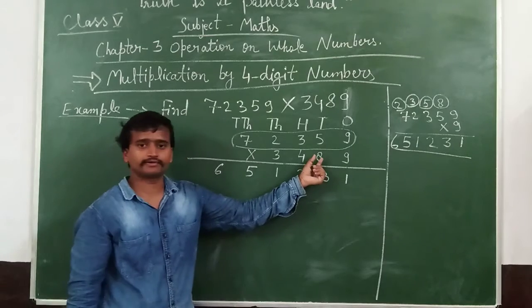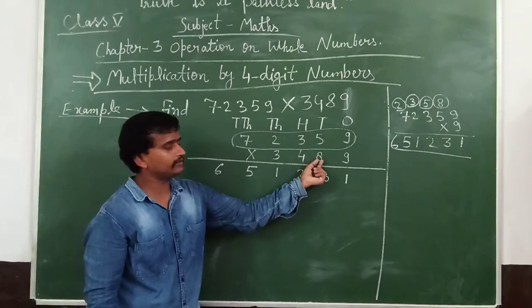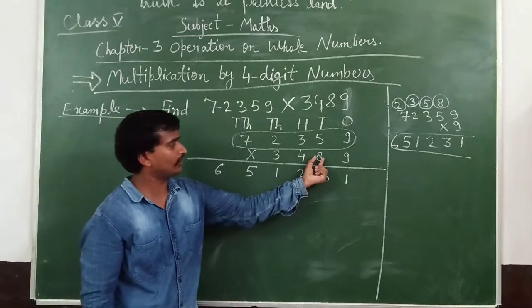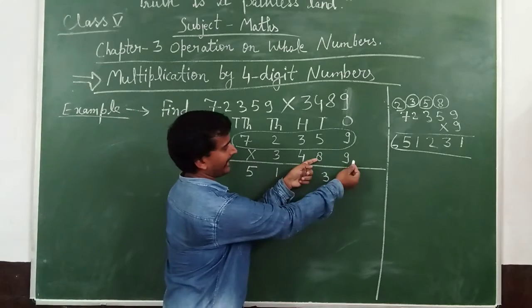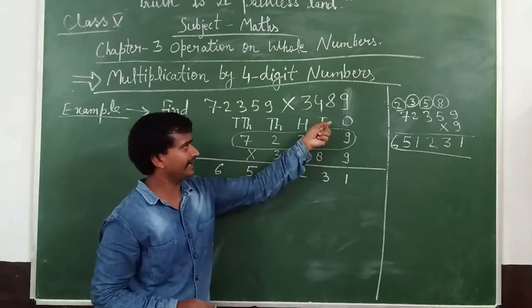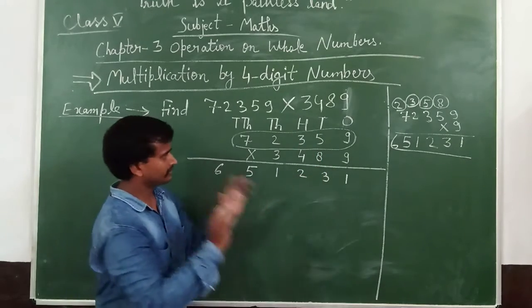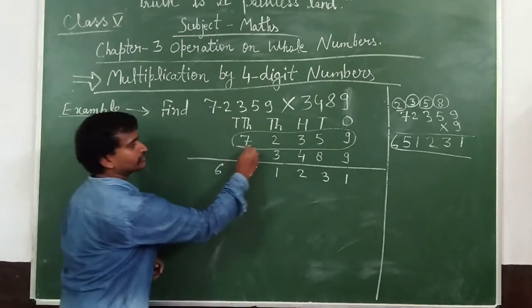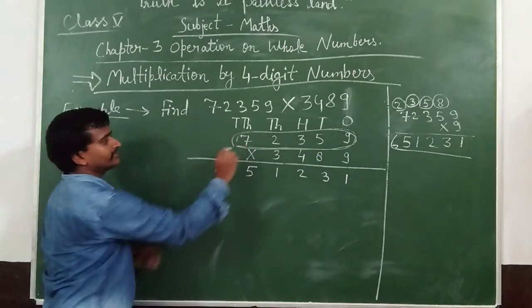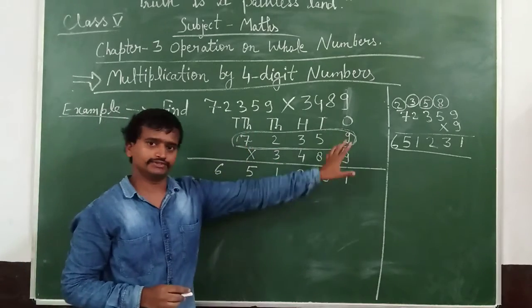Next is 8. What is the place value of 8? 8 is at the tens place, so the place value of 8 is 80. Now we will multiply this whole number, this complete number, by 80.